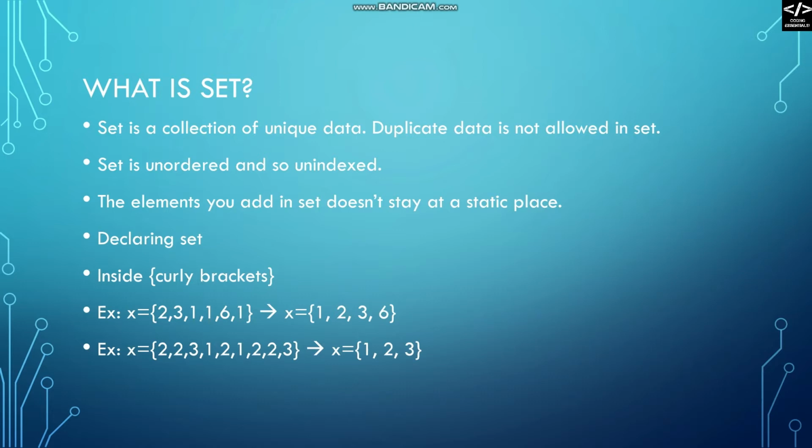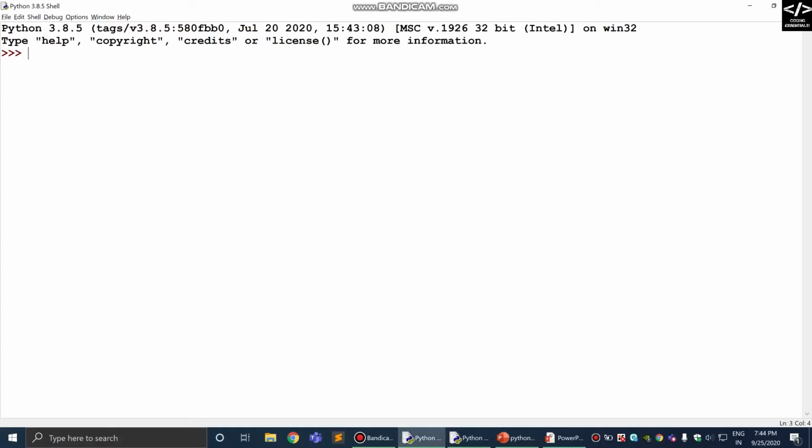Declaring a set. You declare a set inside curly brackets. Let me show you an example. x equals 2, 3, 1, 1, 6, 1 and we print x. So only 1 2 3 6 has been printed and that too in ascending order. So for integers, set prints the elements in ascending order by default.